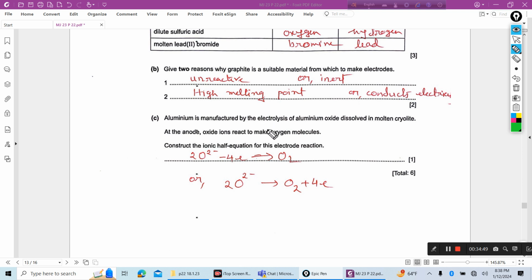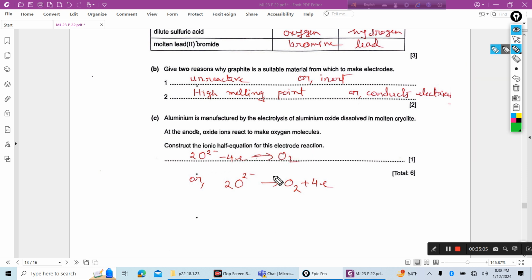Aluminum is manufactured by the electrolysis of aluminum oxide dissolved in molten cryolite. At the anode, oxide ion reacts to make oxygen molecules. Construct the ionic half equation for this reaction.